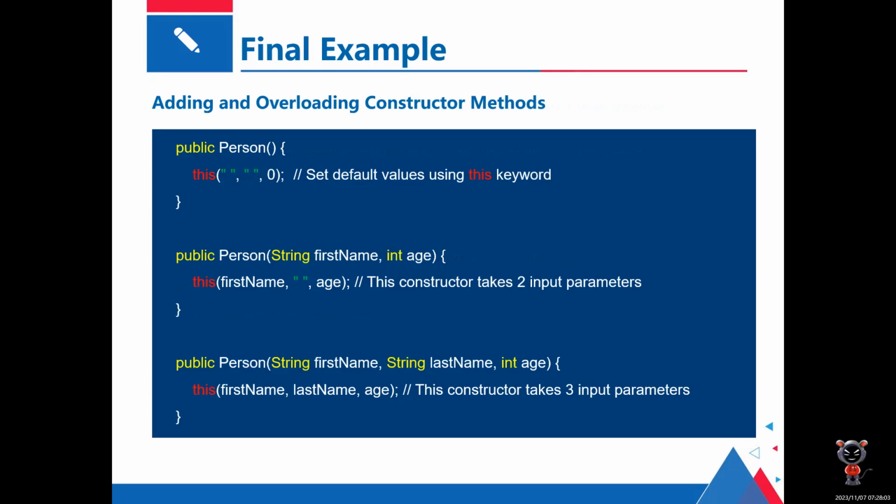We can also add constructors, and we can initialize the constructor and overload constructor methods. So in this example, we define three constructors for the Person class. In the first constructor, we give the default values, which are an empty string for string values and 0 for integer values. In the second constructor, we provide two parameters, the first name and the age. And in the third constructor, we provide three parameters, first name, last name, and the age.